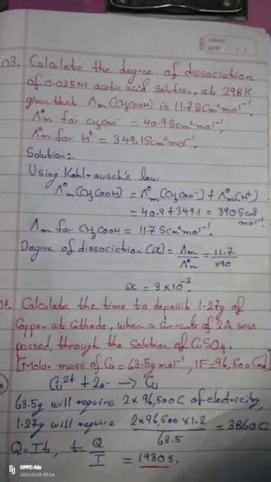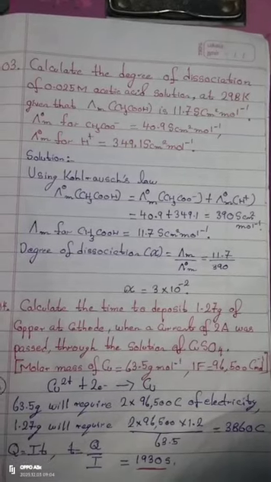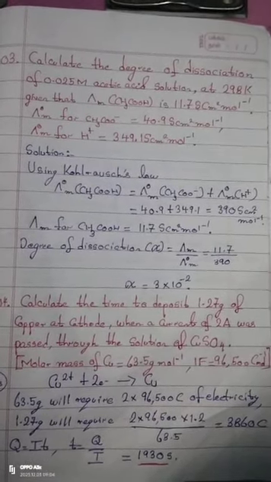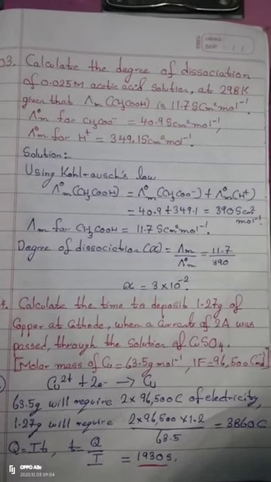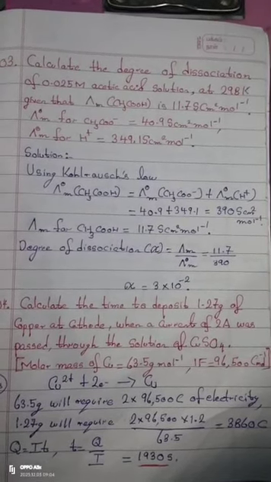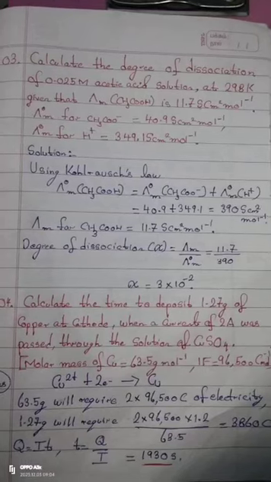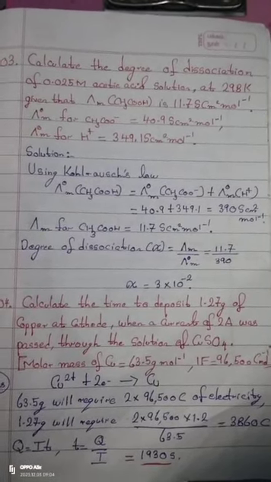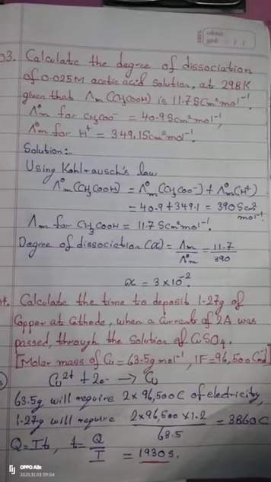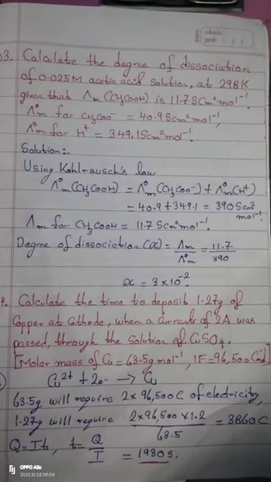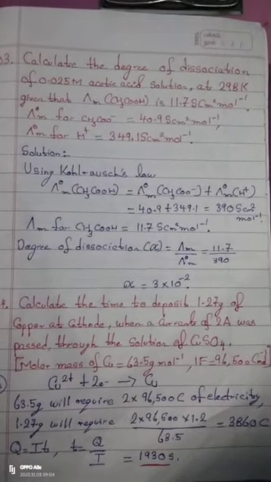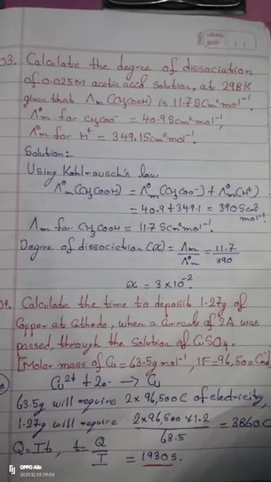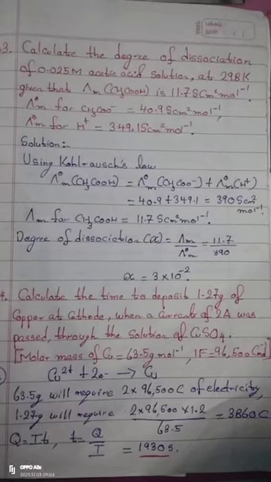By the formula, degree of dissociation alpha equals Λm divided by Λ°m, which is equal to 11.7 divided by 390, where we are rounding off 390. We are getting a degree of dissociation as 3 × 10⁻². Here we are incorporating two formulas, that is Kohlrausch law, limiting molar conductivity, and degree of dissociation alpha by using the formula Λm divided by Λ°m.